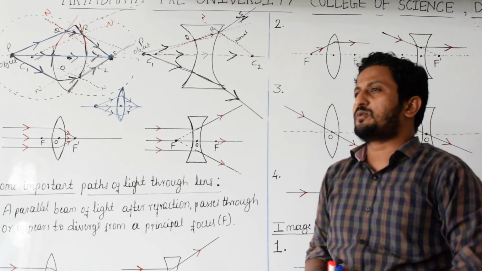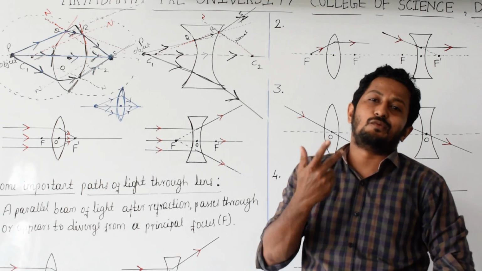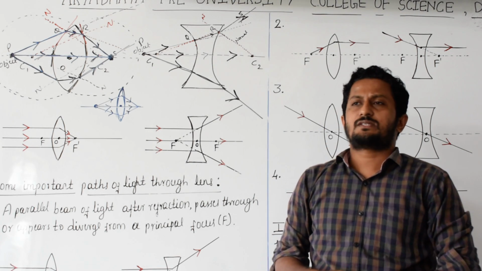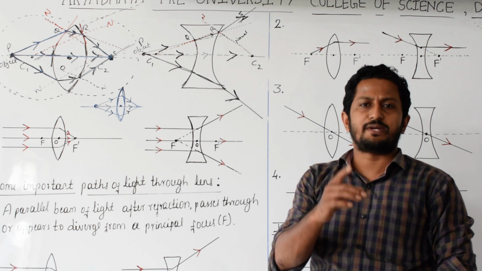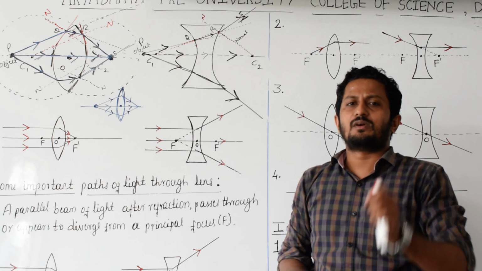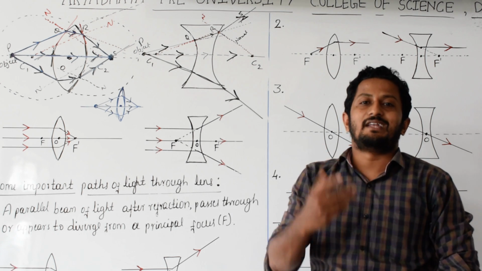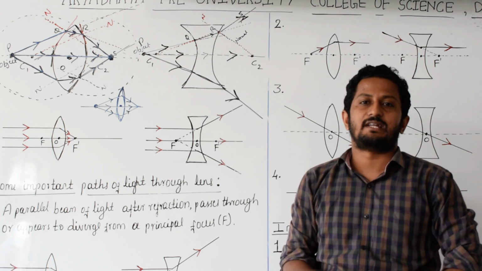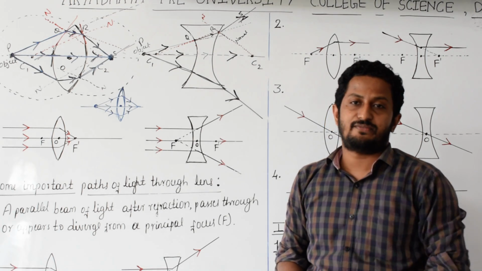Yes, this is about the lens. Then I already told you about the principal focus also. That principal focus we represent with capital F. Then one more word is very important, called focal length, that we are going to represent with small f.